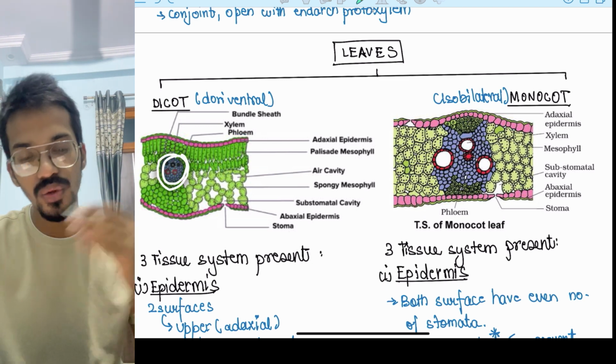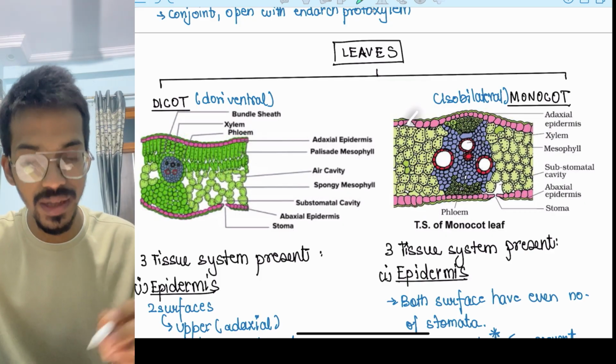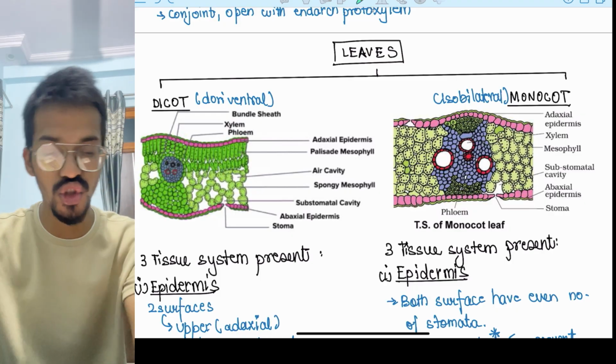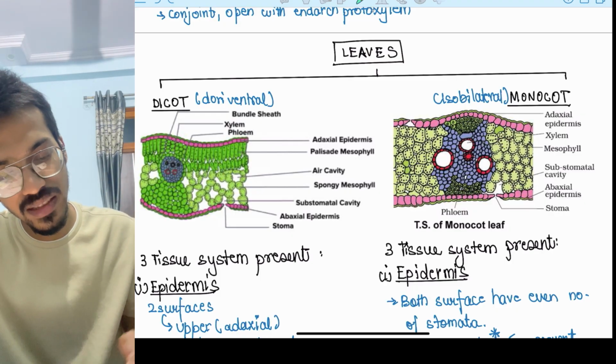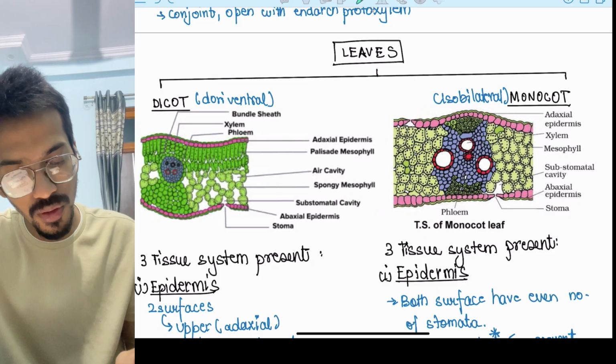Okay, coming on to the monocots. In monocots, stomata are present on both sides, so equal abundance is there. They won't have any such restrictions, right? Then there is one adaxial surface and one abaxial surface. Now if you see, these types of tissues are present.